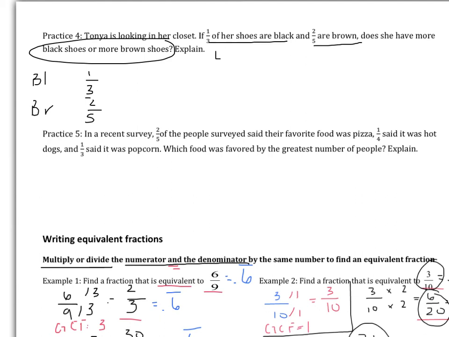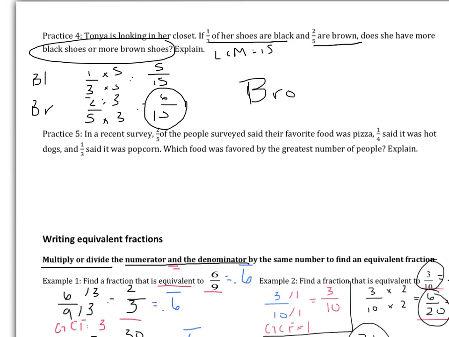So the LCM of 3 and 5 is 15. So we should have multiplied this by 5. That gives us 5 over 15. And we should have multiplied this by 3. That gives us 6 over 15. So our larger number is 6 over 15, which means she has more brown shoes. So she has more brown shoes. Okay, let's go ahead and quickly go through the next one.